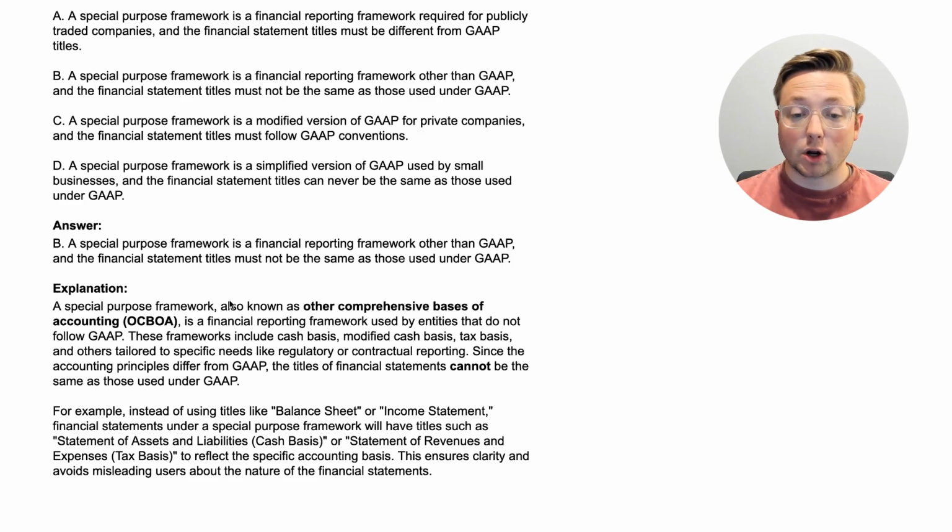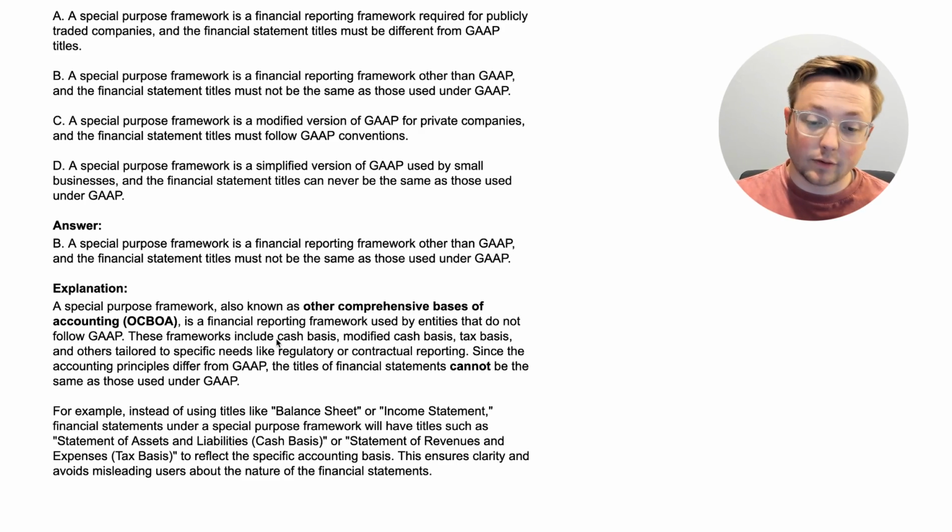A special purpose framework, also known as other comprehensive bases of accounting or basis of accounting, and this is otherwise known as OCBOA. This is probably something you've heard in your college classes, OCBOA. Basically, these are other frameworks, special purpose frameworks, or other comprehensive bases of accounting that are different from GAAP. Again, they are a financial reporting framework used by entities that do not follow GAAP. These frameworks include cash basis, modified cash basis, tax basis. Those are the 3 most common, by the way, and others tailored to specific needs like regulatory or contractual reporting.